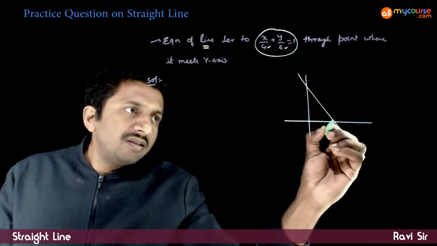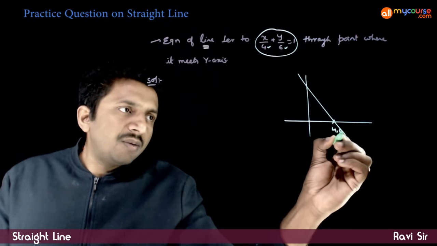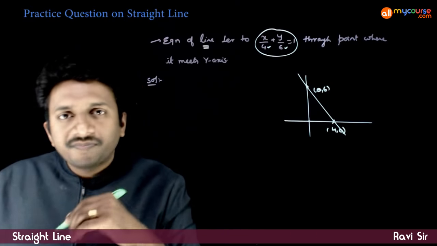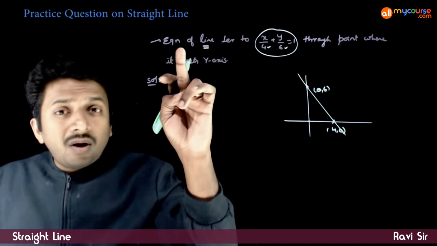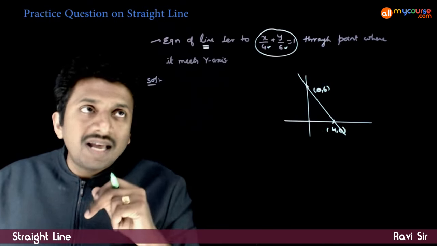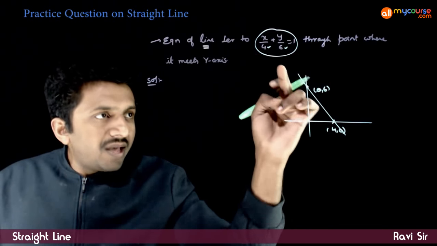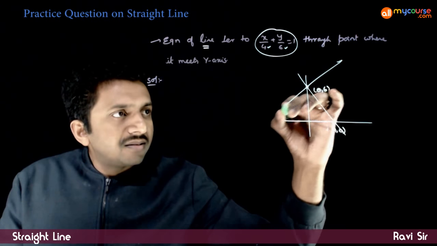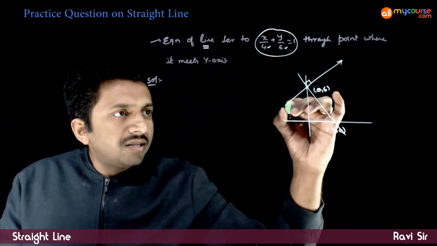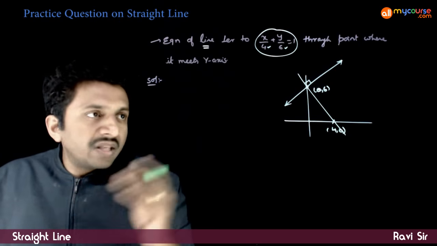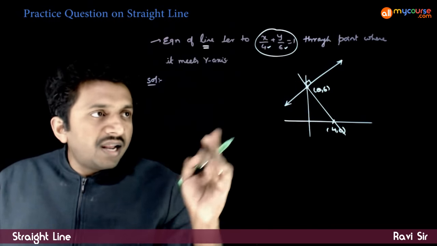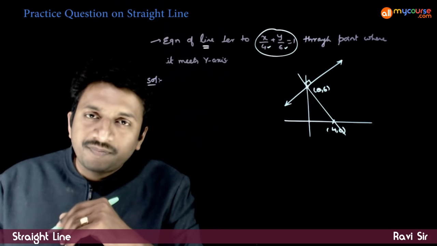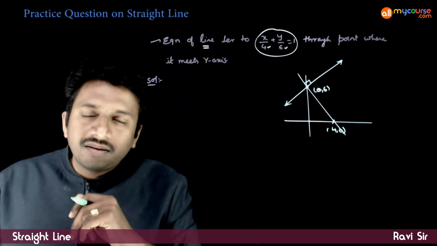That means this is (4, 0). This is (0, 6). Now, I want a line which is perpendicular to this line through the point where this line meets the y-axis. I want a line like this. I want some line which looks like this, which is perpendicular to the given line and passing through the point where it cuts the y-axis. How do I find this line?